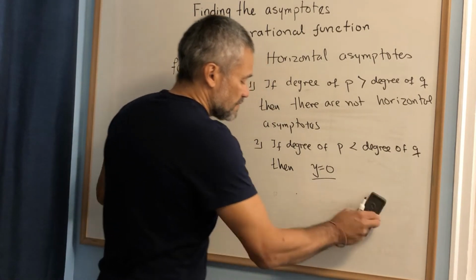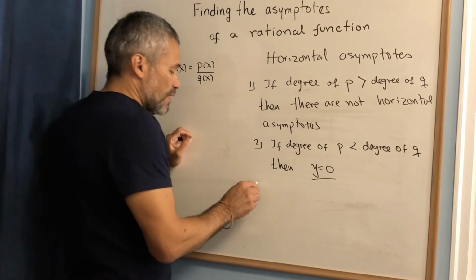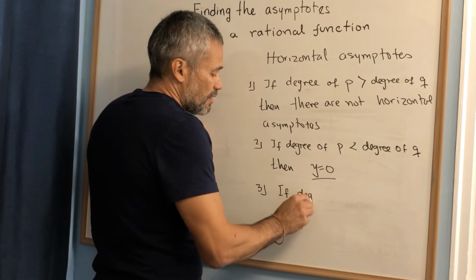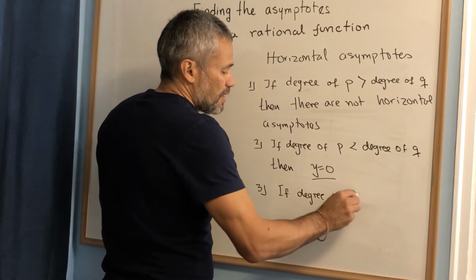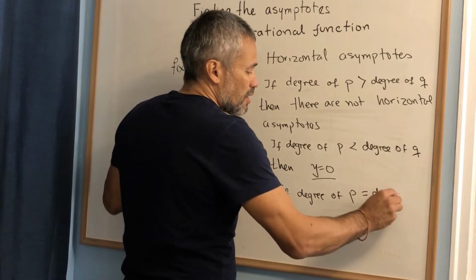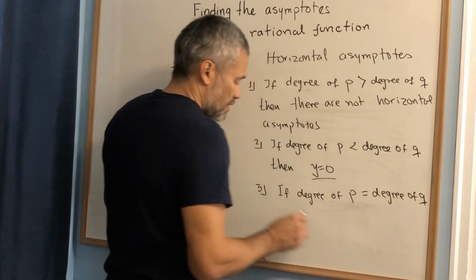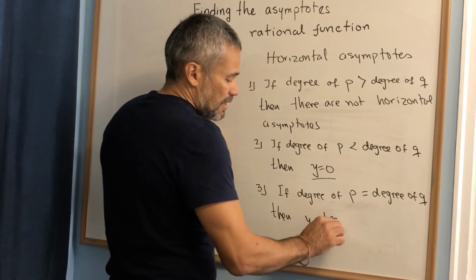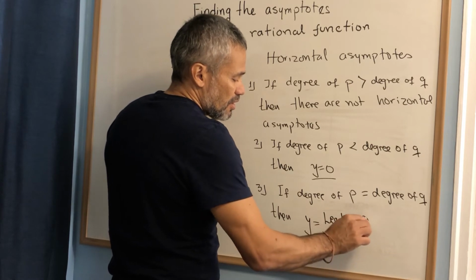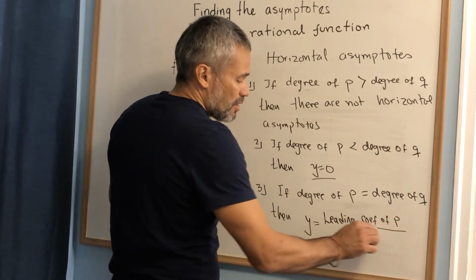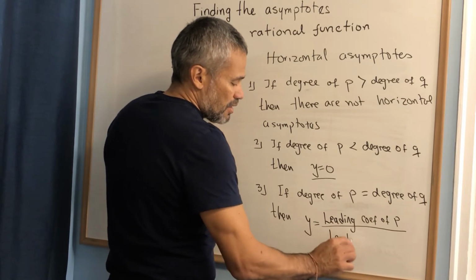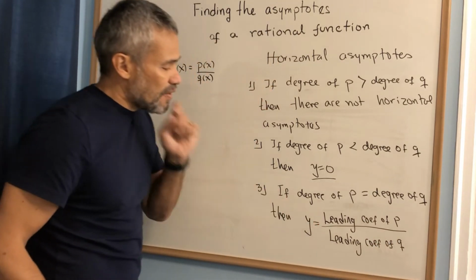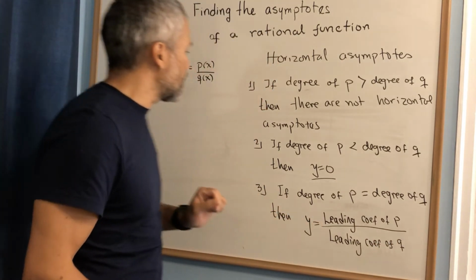And the third case is when the two degrees are the same. If the degree of P is equal to the degree of Q, then the line y equals the leading coefficient of P over the leading coefficient of Q is a horizontal asymptote. And I will explain this a little bit more in detail.